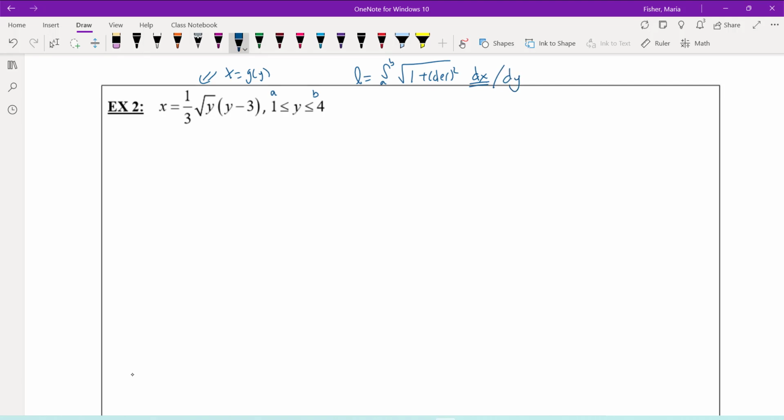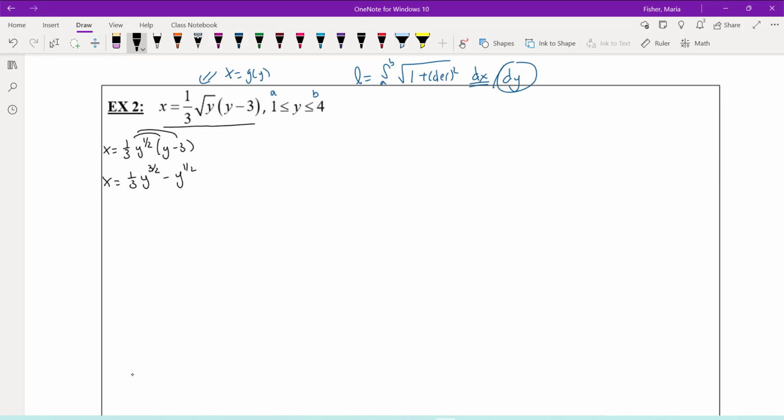Since we are a function of y, we're going to be using our dy. Well, the first thing I want to do is find the derivative of this, but before I find the derivative, I'm going to rewrite the radical and distribute just so that finding the derivative is a little easier. So we're going to say x is equal to 1/3, and then this is y to the positive 1/2 times y minus 3. If I were to distribute here, x would equal 1/3 y to the 3 halves, and then minus, and that's just y to the 1/2.